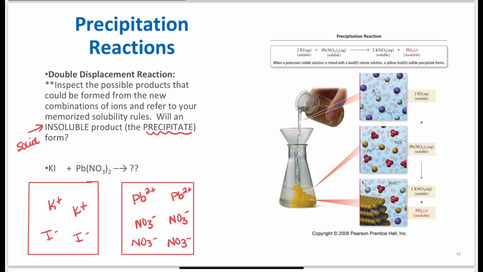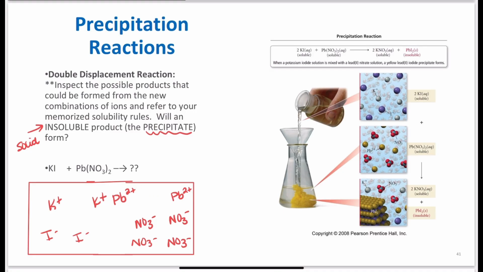So I'm going to go ahead and mix these two things in solution. In one beaker, I have one, in the other, I have another. But I go ahead and I just mix the solutions together. When you mix these solutions together, I want you to think about who wants to hang out where.